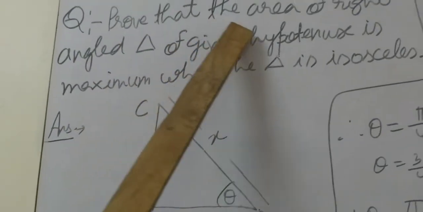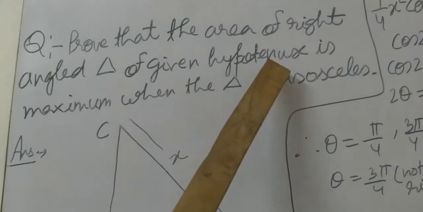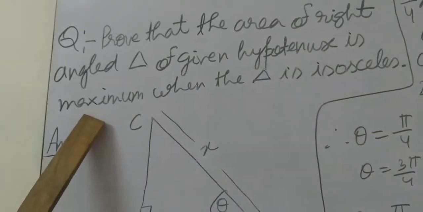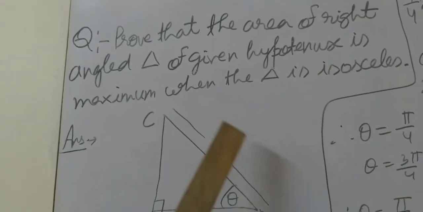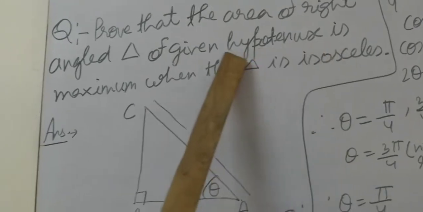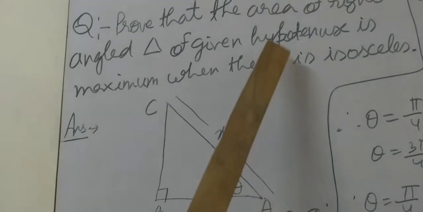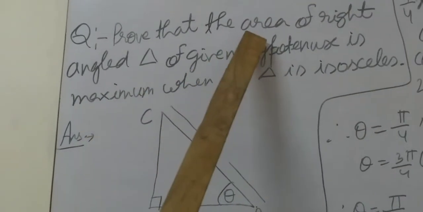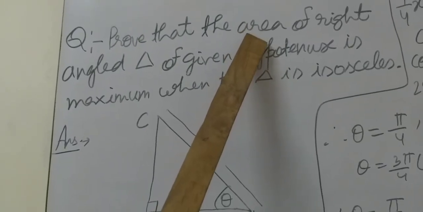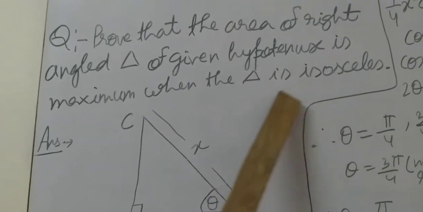So in this question, prove that the area of a right angle triangle of given hypotenuse is maximum when the triangle is isosceles. Given hypotenuse means the hypotenuse length is given to us and area should be maximum. So we have to differentiate the value of area and prove the triangle is isosceles.